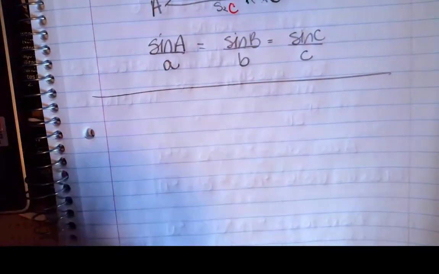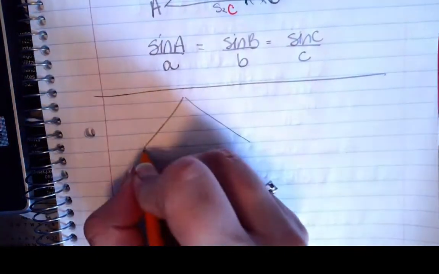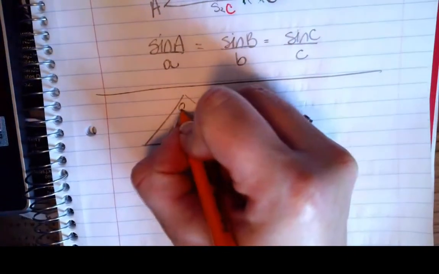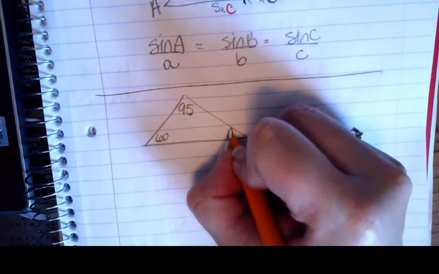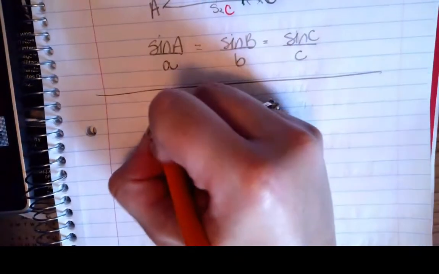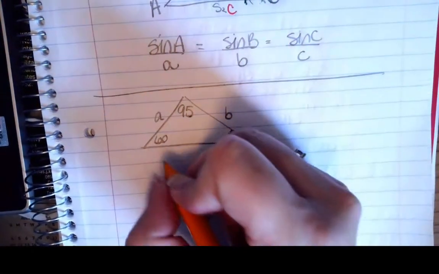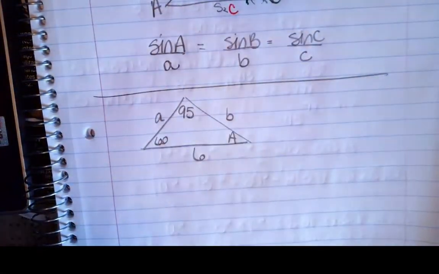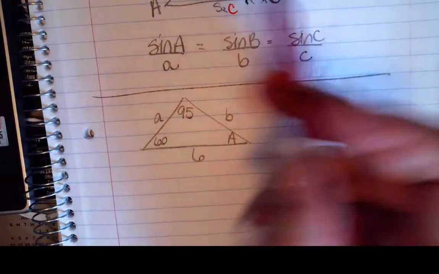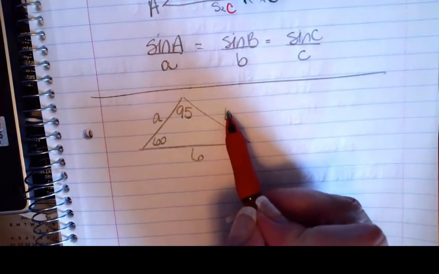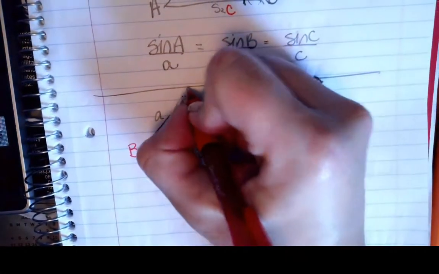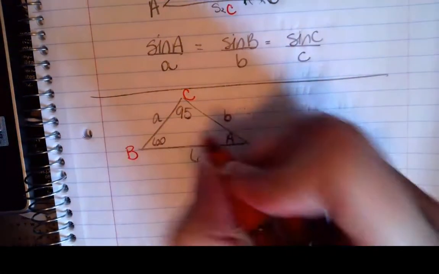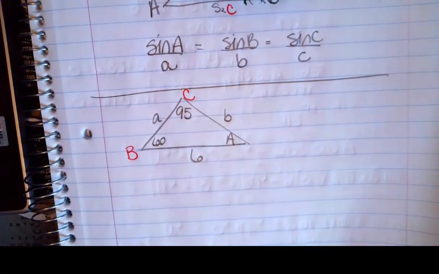So I have a triangle here. And this triangle has a 95 and a 60 and is A. And then I have little a, little b, and a 6. So I know simply from what I learned 5 seconds ago that if this is little b, then across from it is big B. And this must be C. And I don't know what big A is or what little a is.